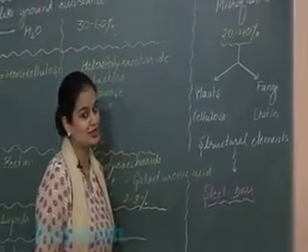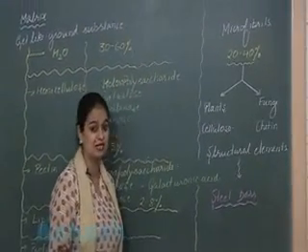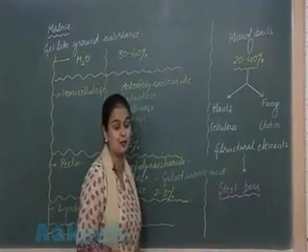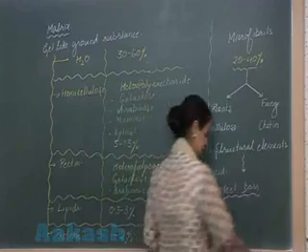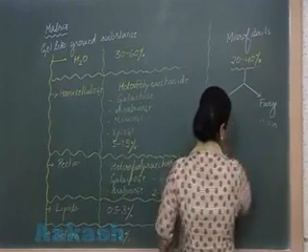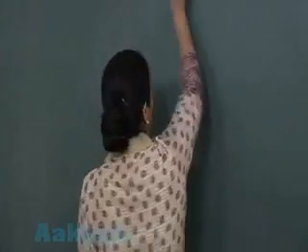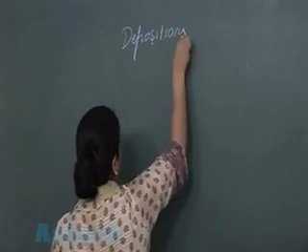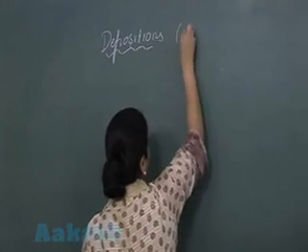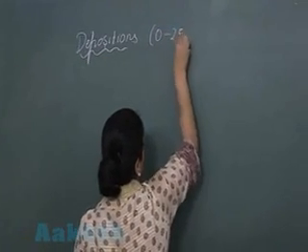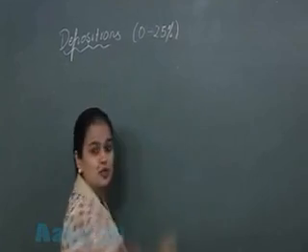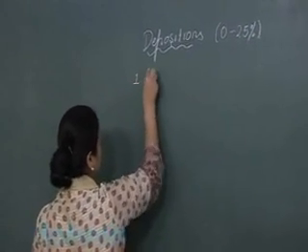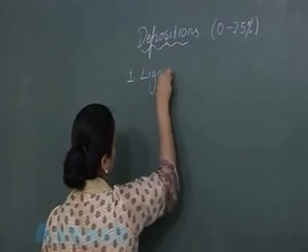right? So after the microfibrils, now coming to the last component which can be present or can be absent in the cell wall, that is the depositions. Now the depositions. Depositions in the cell wall can be absent or maximally can be present in 25% of the amount. Now one of the depositions associated with the cell wall is lignin.